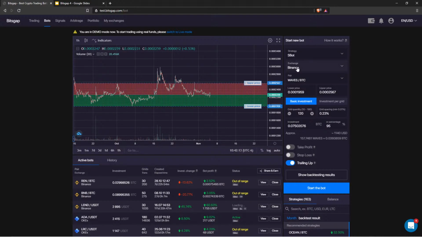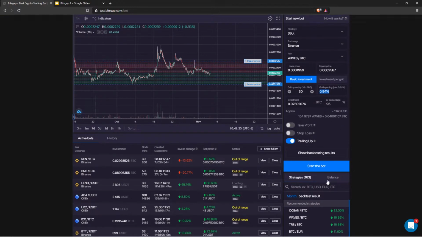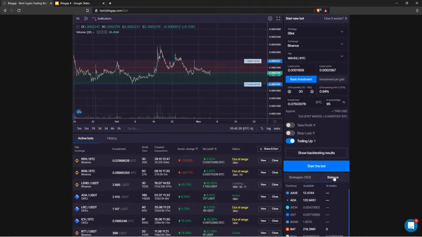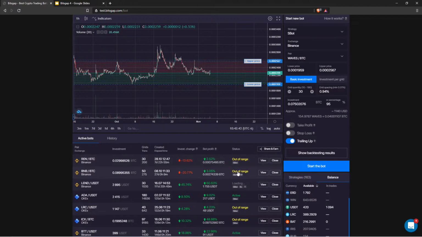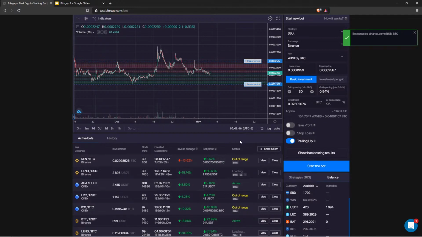So now let's initiate the trade. Let's continue with 30 grid levels and margin profit 0.94 in this case. And now is the time to decide the investment. Before that, make sure that we have enough on the balance. Let's see what we have. I'm pretty much sure that I can close my BNB BTC in order to free up some capital. So let's see. So now I can actually initiate a trade.